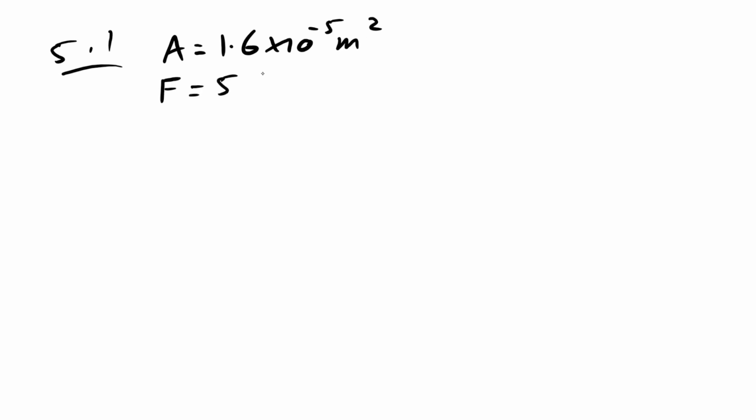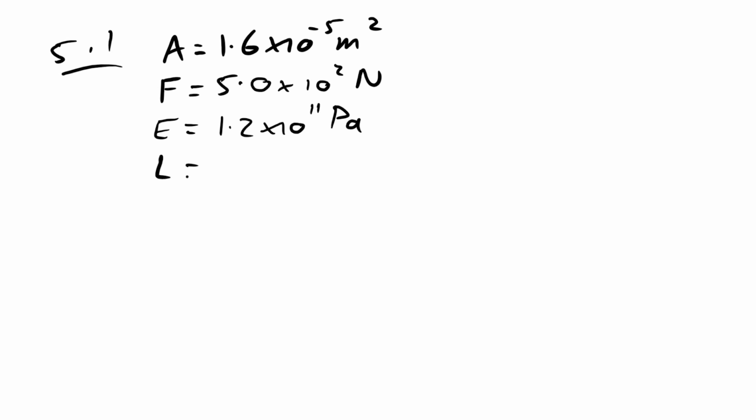Okay, we have this setup with aerial wire. What are we told? The area is 1.6 times 10 to the -5 meters squared. We're told the tension, so that's the force in the wire, is 5 times 10 to the 2 newtons. And we're given the Young modulus of copper of that many pascals. And we can see that the length is 12 meters. And we're being asked to find the extension.